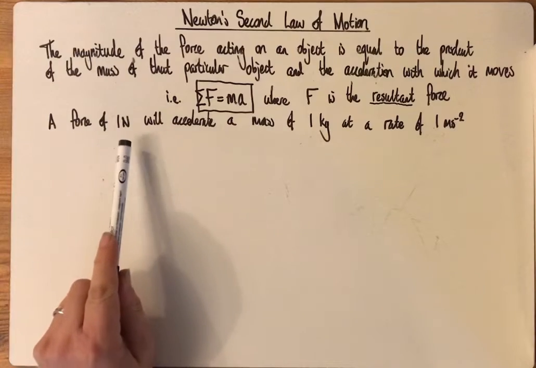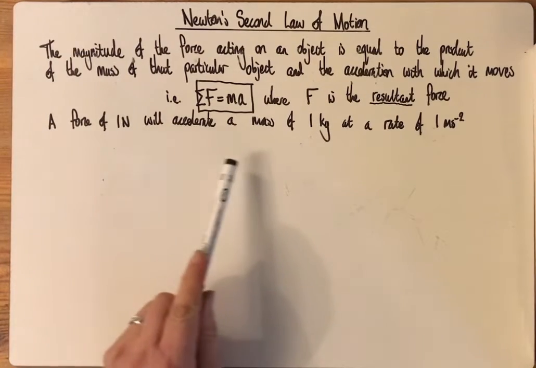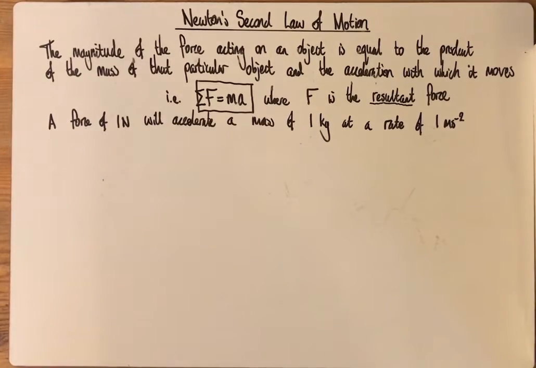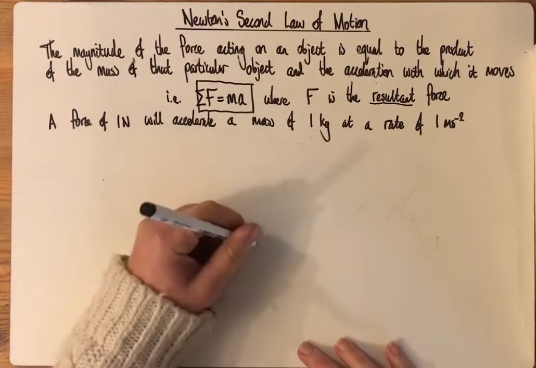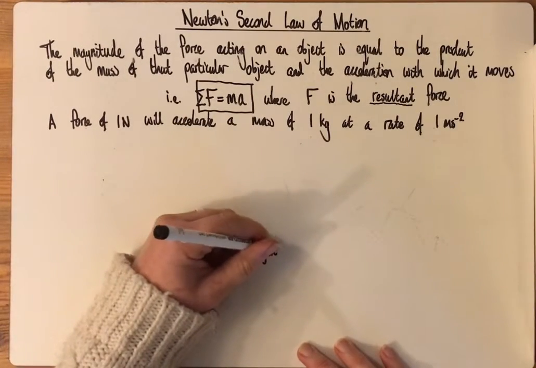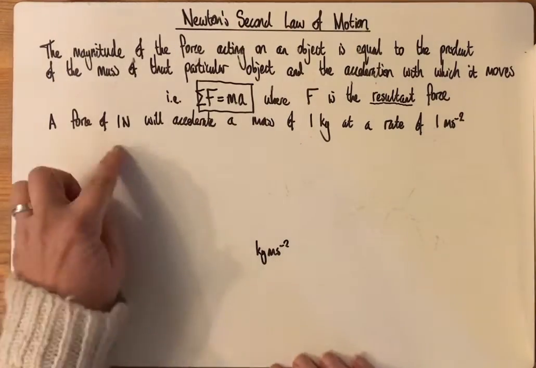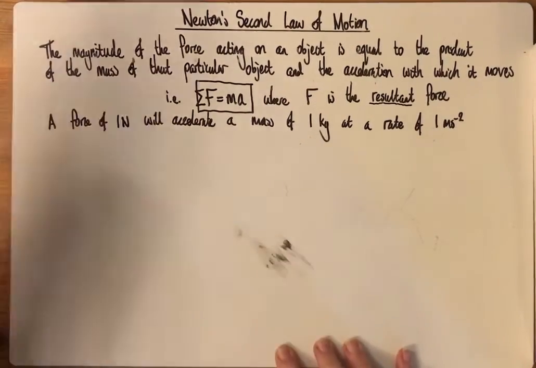A force of 1 Newton will accelerate a mass of 1 kilogram at a rate of 1 metre per second squared. So the units of a Newton would be kilogram meters per second squared. So it kind of makes sense to abbreviate that to a Newton.